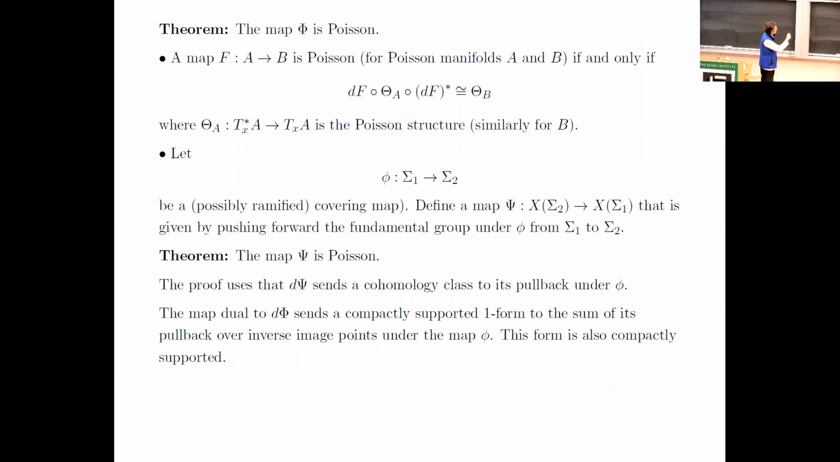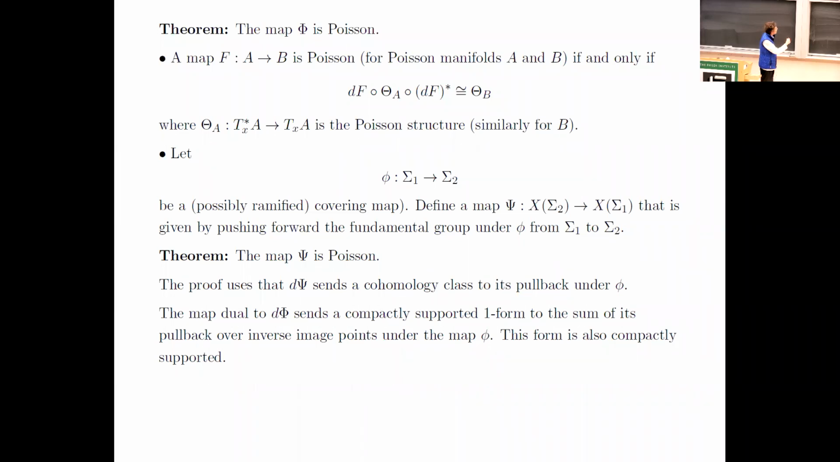What we mean by a Poisson map of two Poisson manifolds is, suppose theta sub A and theta sub B are the Poisson structures. So it just means that df composed with theta sub A is equal to theta sub B composed with df. So that's what we have to check.